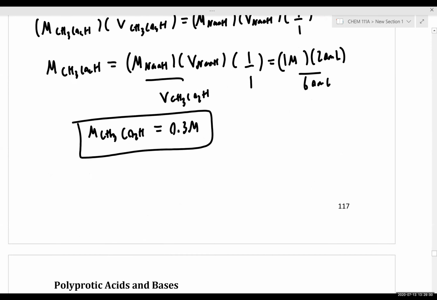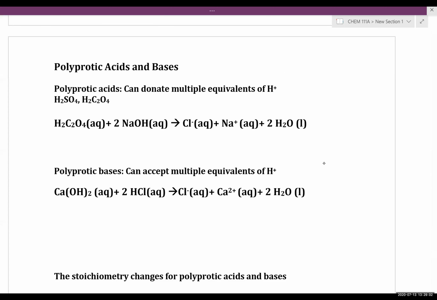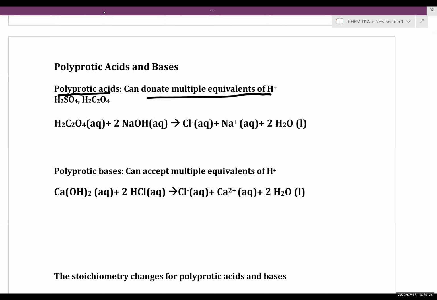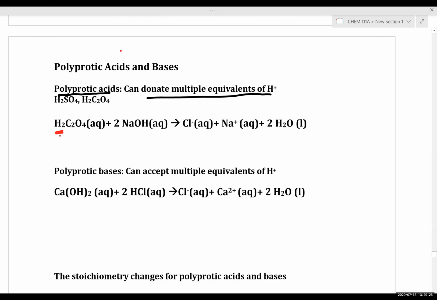Okay, so let's keep going with this, and let's talk about something that's really critical to our understanding of titrations, and that really ties back to our idea of the chemical equation and stoichiometric ratios. So polyprotic acids can donate multiple equivalents of H+. For example, sulfuric and carbonic acid, as we see, carbonic acid can donate 2 equivalents of H+. And as a result, it requires 2 sodium hydroxide molecules to react with it.